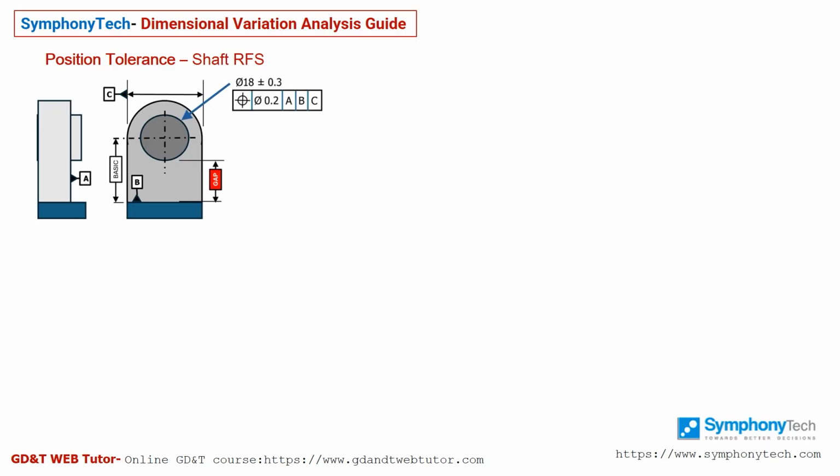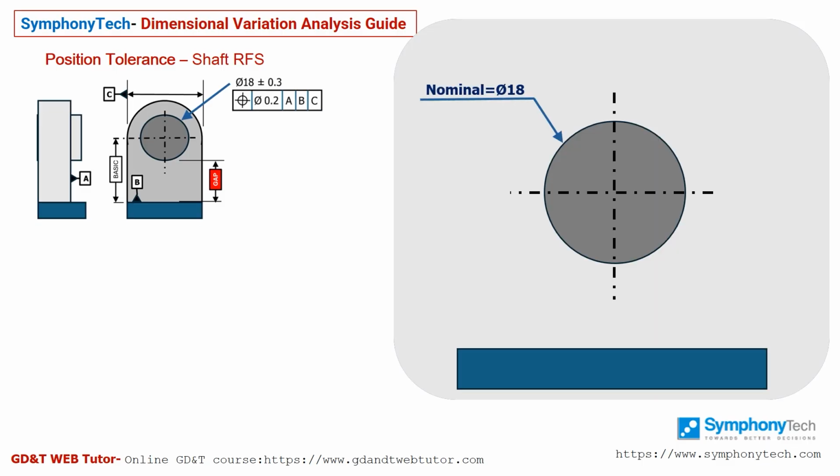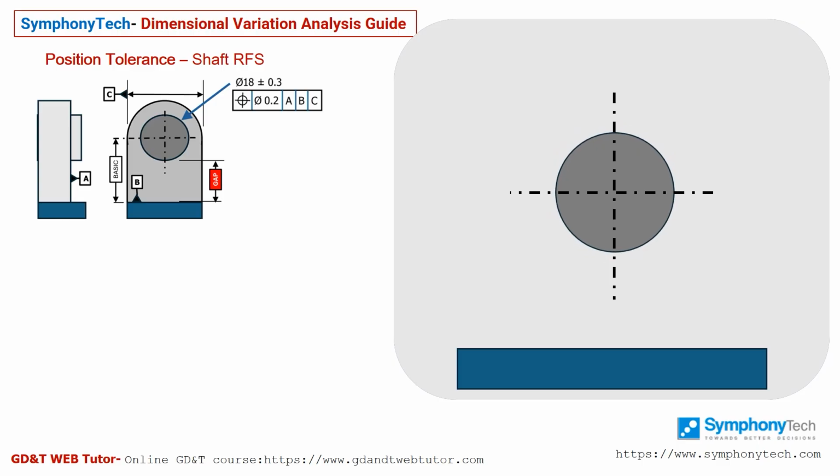Now for the largest gap. The shaft can become as small as diameter 17.7. This is the least material condition of the shaft. The shaft boundary can shift inward radially in any direction by 0.1, including upward.